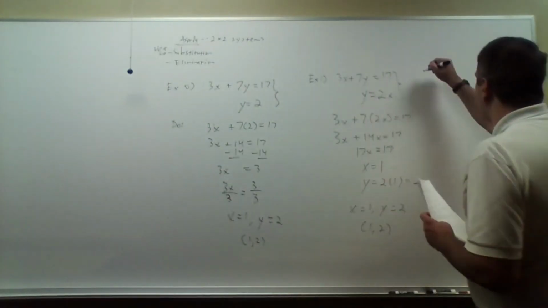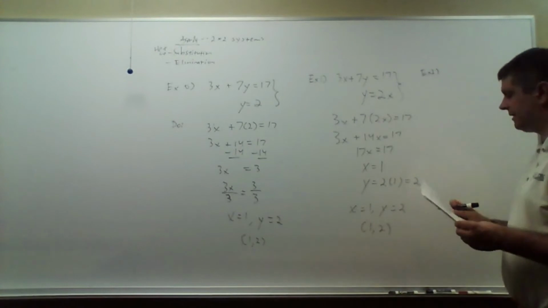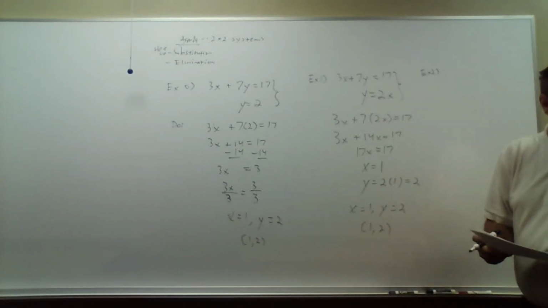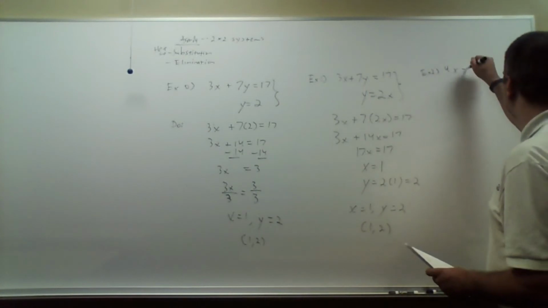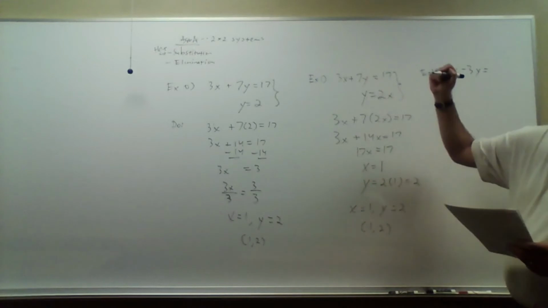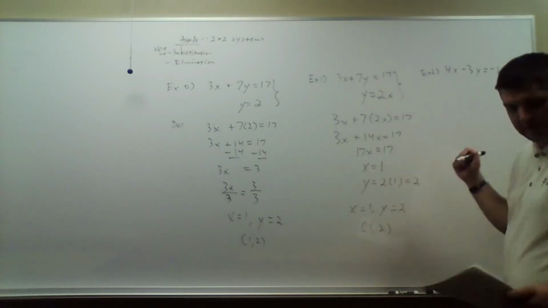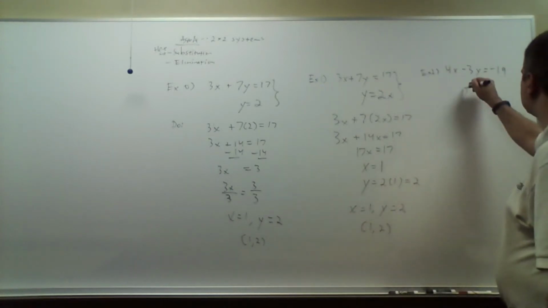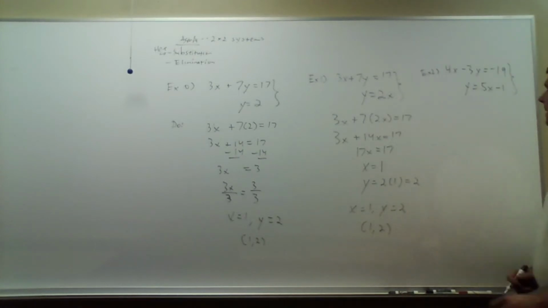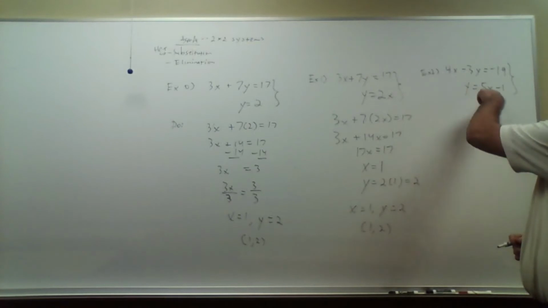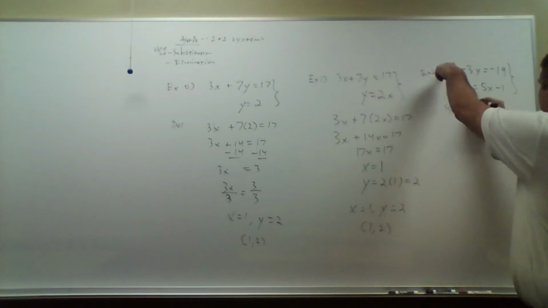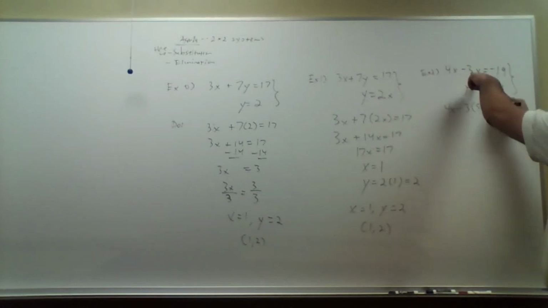I'll do example 2 over here. Example 2 is on the back of the first sheet, and you have 4x minus 3y equals negative 19, and y equals 5x minus 1. Well, what you would do is replace y with 5x minus 1. So you'd have 4x minus 3 times, and you'd replace y with 5x minus 1.